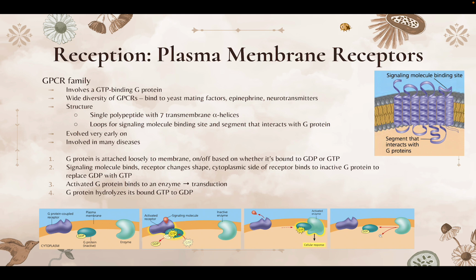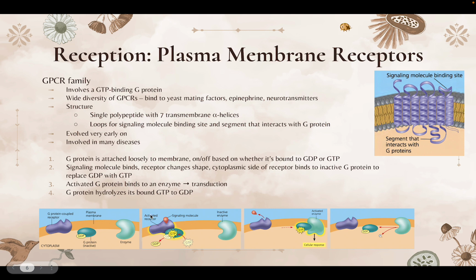So let's look at how GPCRs specifically work. What happens first is the G protein is attached loosely to the membrane. It's not associated with anything, and it's usually got a GDP bound to it. But whether it has a GDP or a GTP bound determines whether or not it's active. So if it's just got a GDP, then it's inactive. Let's go with that for our example.